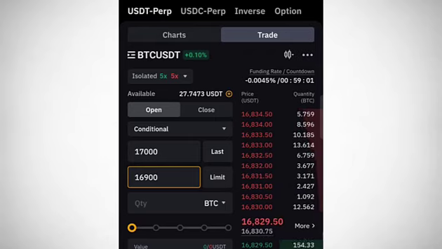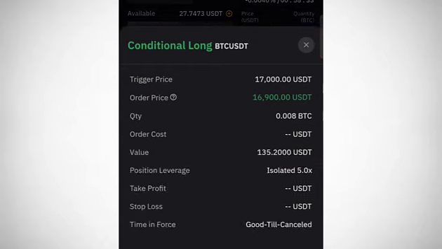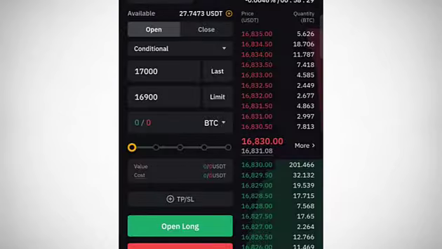So this is in a way that I expect Bitcoin to go to $17,000, then retrace to 16,900. And if it gets to 16,900, I'm telling Bybit to take a long position for me, because I believe that from 16,900, Bitcoin will continue going or probably break 17,000 to 17,500. Then in quantity, you already understand quantity by now. I'll just toggle this percentage bar, then place my long position. This is the same order confirmation page, which you already understand by now.